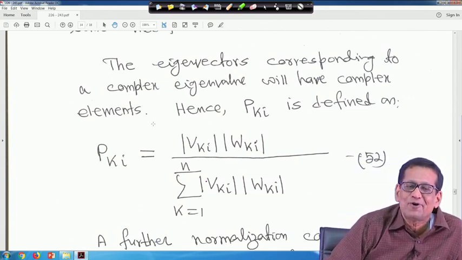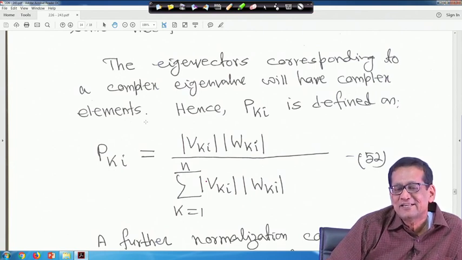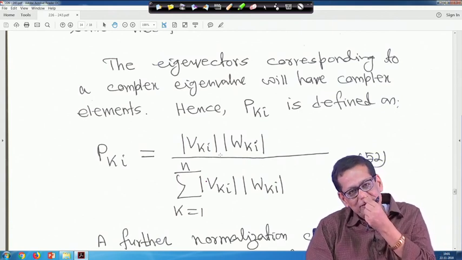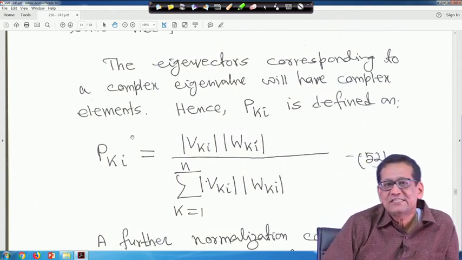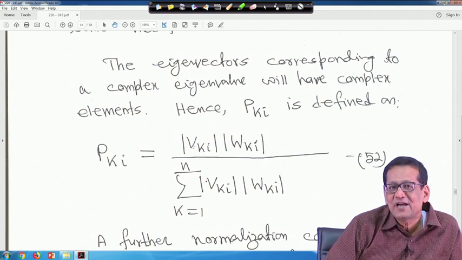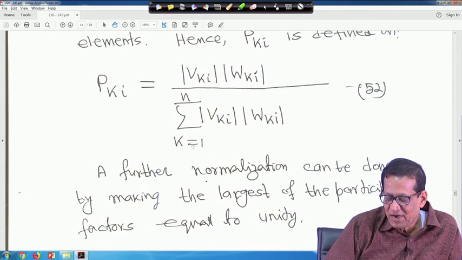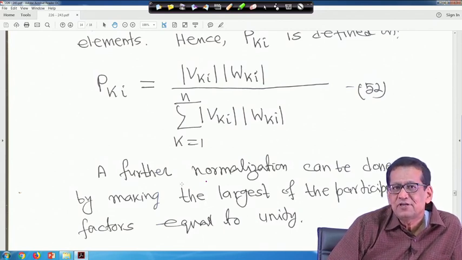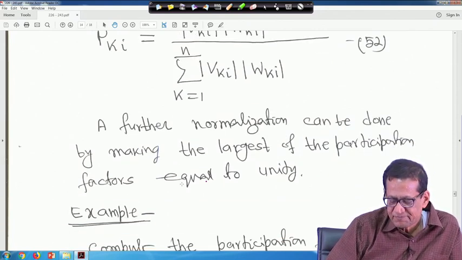My only suggestion to all of you is to try to understand it a little bit, try the derivation yourself, and keep it in your memory from the point of view of your examination. So, a further normalization can be done by making the largest of the participation factors equal to unity.